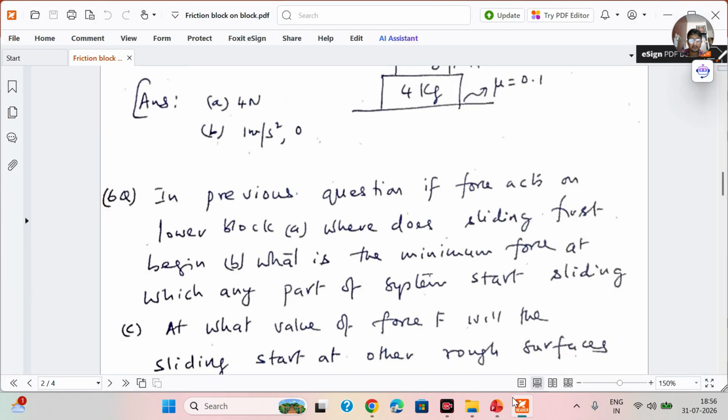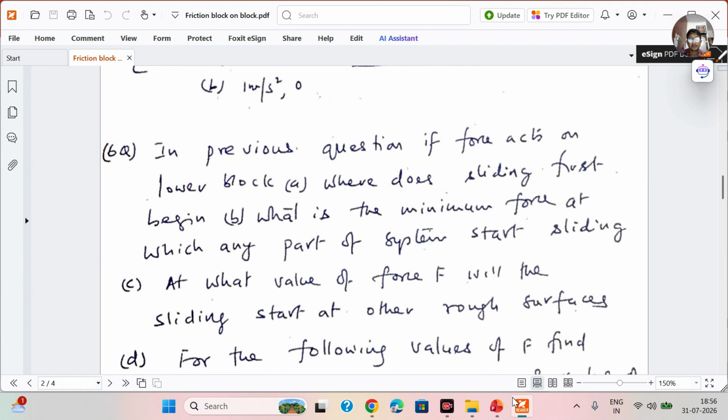Let's look at it. So A bit: where does sliding first begin? That means where do the bonds break first? He's asking us to find that. Then he's asking, what is the minimum force at which any part of the system will start sliding? Okay, these both bits are connected. Where will sliding first begin and how will the system move? At what force the system will start moving, either part of it or the full system.